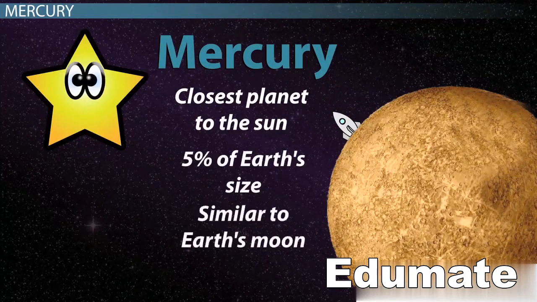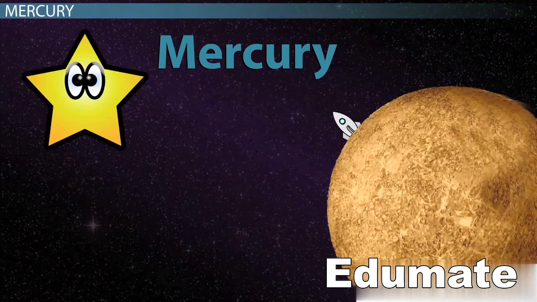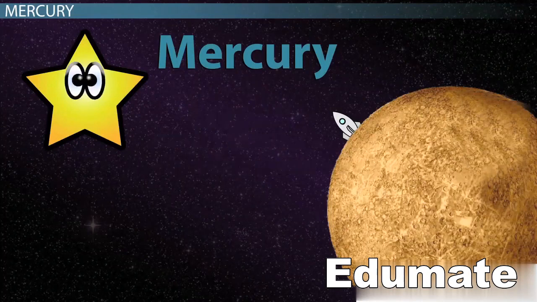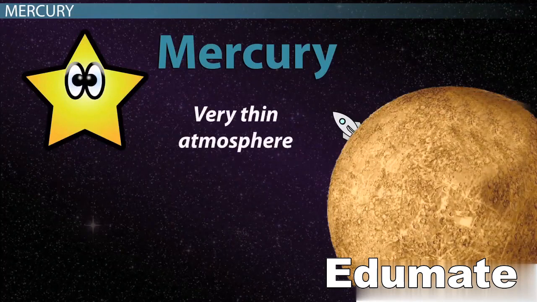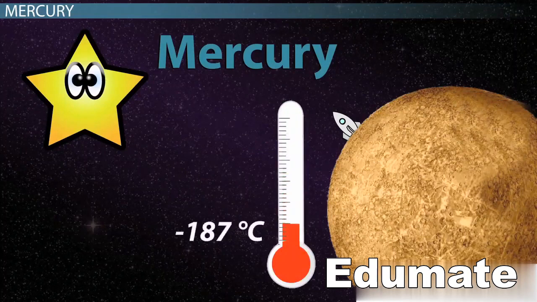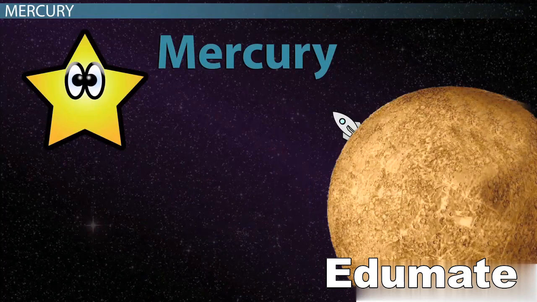This small planet looks very much like Earth's moon, and it is even a similar grayish color. It has no moons of its own, and, comprised mostly of iron and nickel, is one of the densest planets in the solar system. Mercury has a very thin atmosphere that keeps heat neither in nor out, so it is burning during the day, up to 430 degrees Celsius, and freezing at night, as low as minus 187 degrees Celsius. These temperature ranges are the most extreme in the solar system.